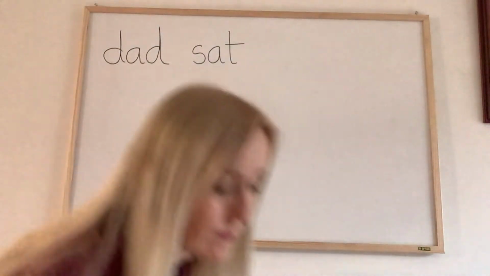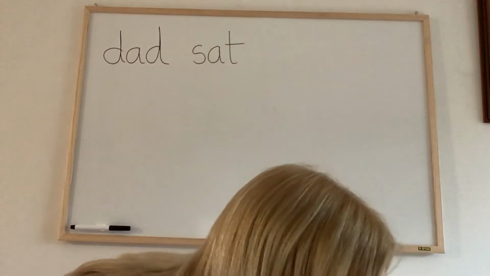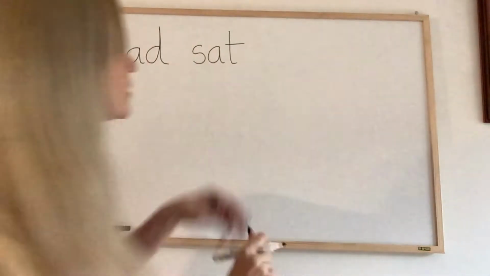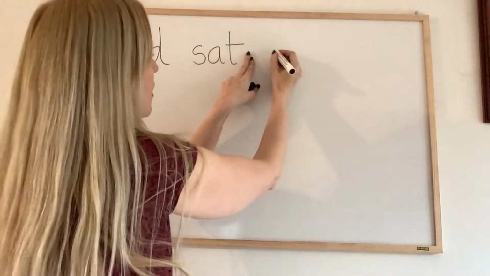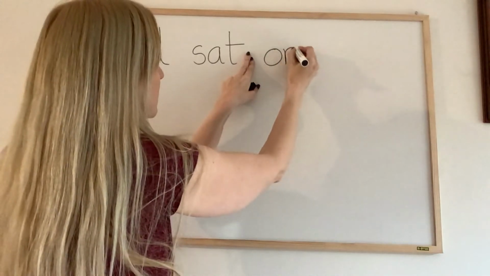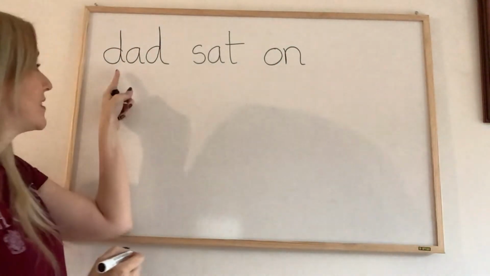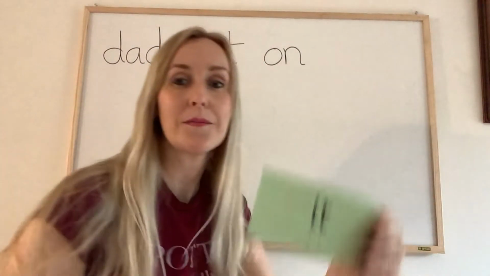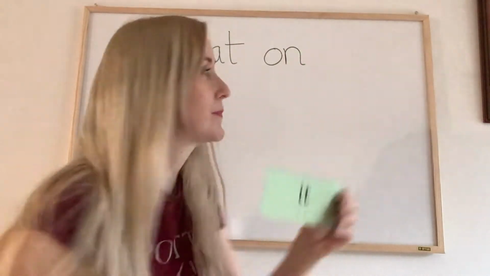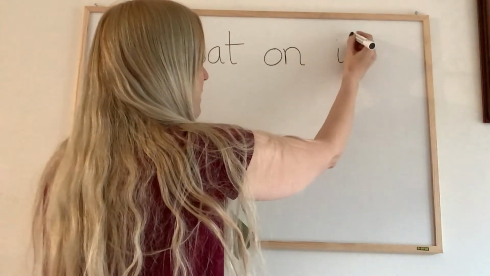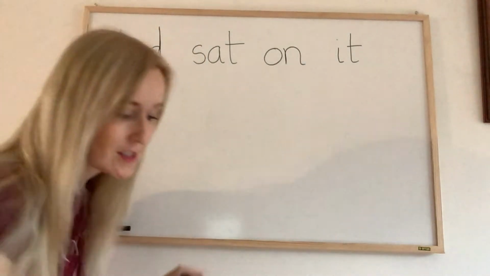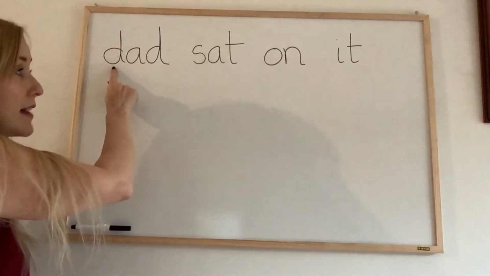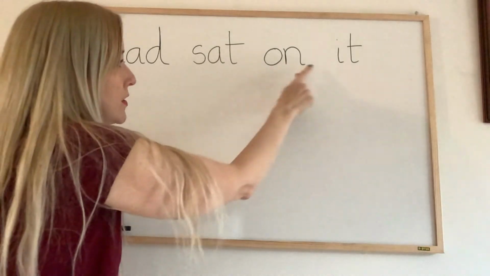Next word, on. Okay, so let me find on. I've got it here. On. So we need to make sure we've got a space there. On. So we've written Dad sat on. And the final word of our sentence is it. It. And there's a space between each word to separate them out. Let's read it together. Dad sat on it.